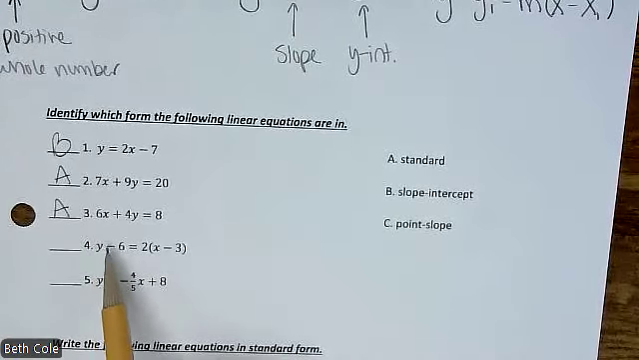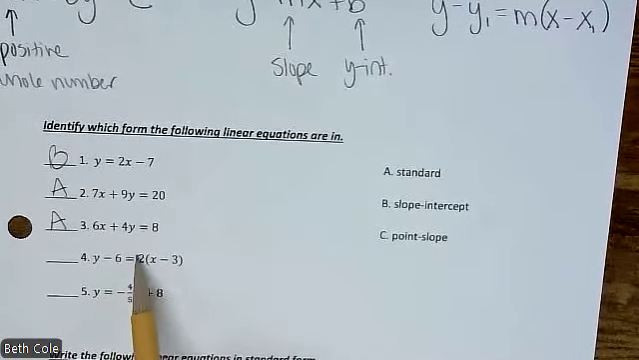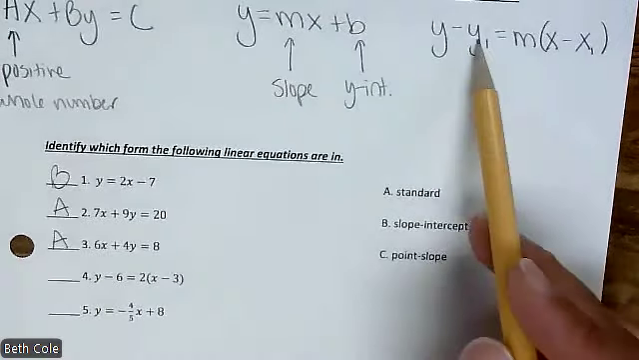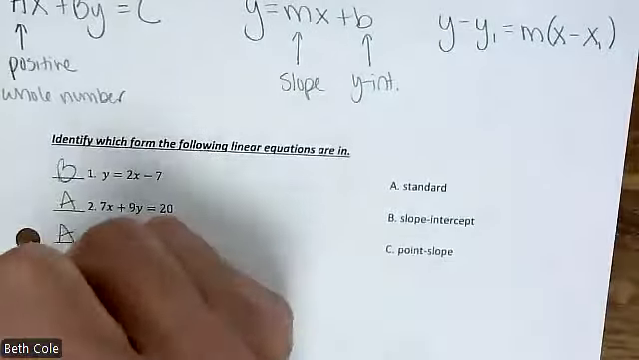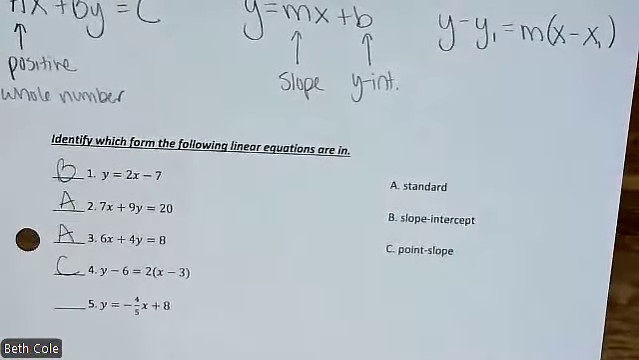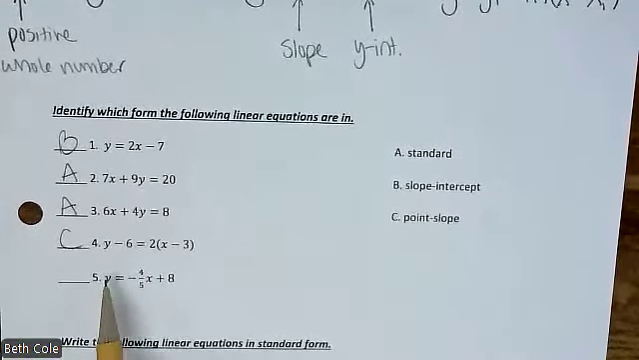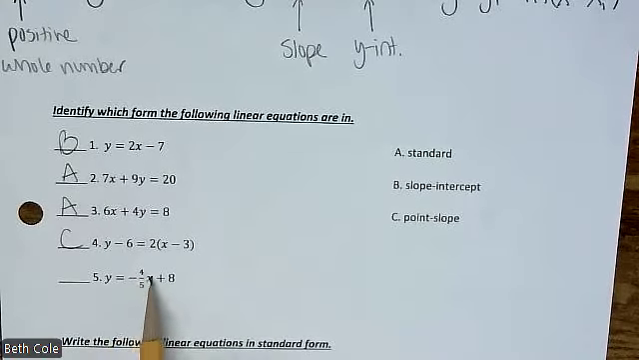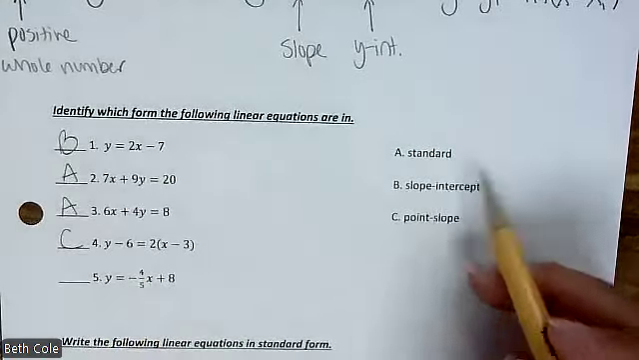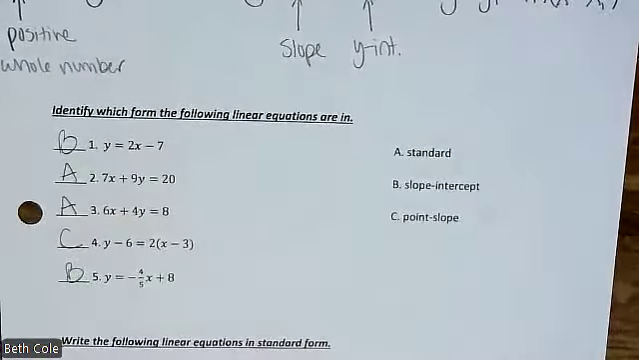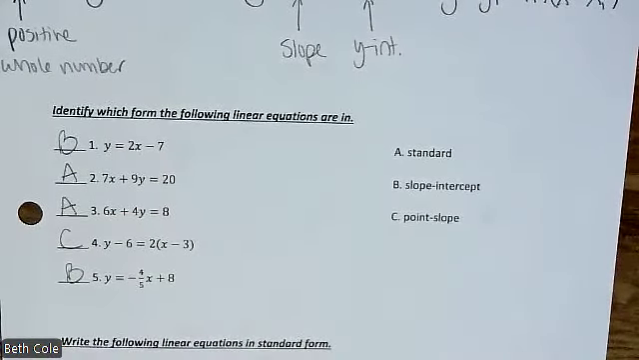Here we've got y minus a number equals, and then this is your slope, and then x minus a number. So that is following this format. That's our point slope. Again, right now we're just identifying them, that's all. And then this is y equals mx plus b. Your slope is the -4/5. Your 8 is the y-intercept. So that's your slope-intercept. So just which format is it following is all that we're doing for right now.